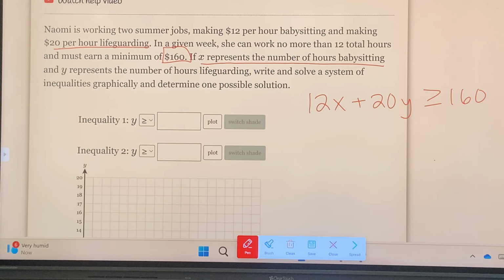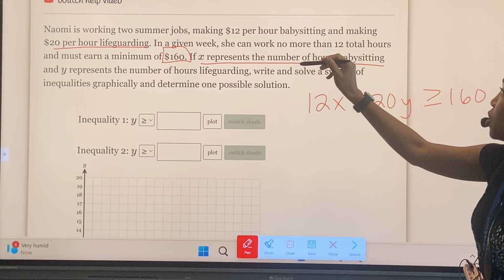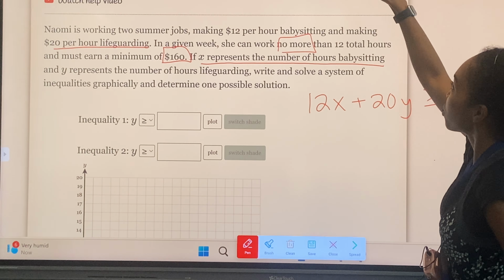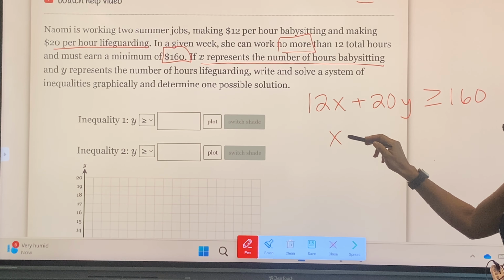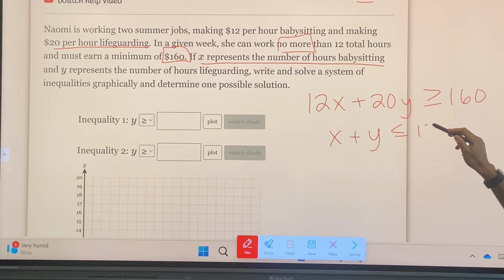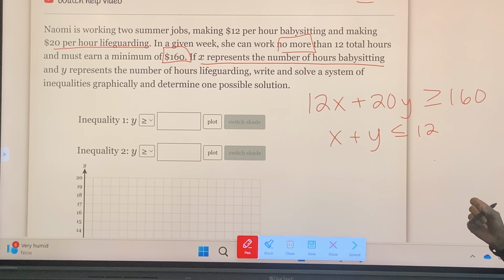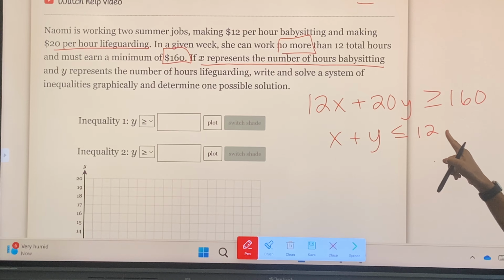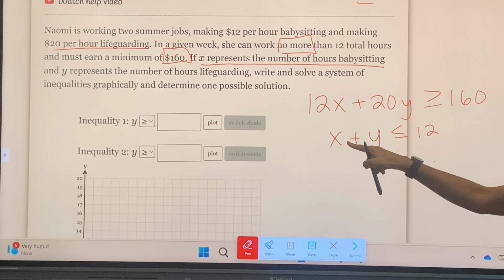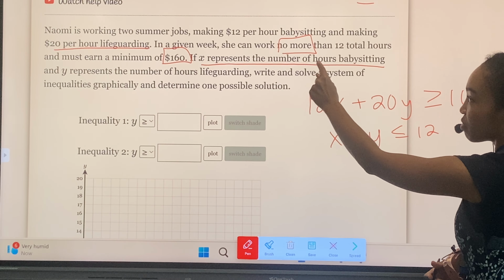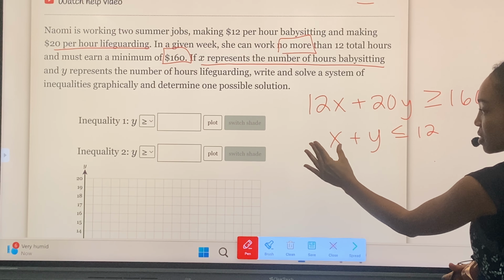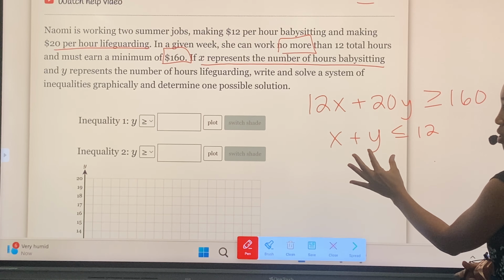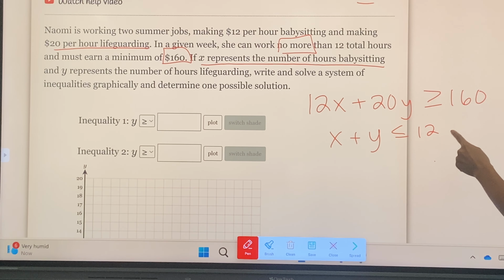Okay, now the total number of hours, it can be no more. When you see the word more, think opposite, you're gonna do a less than symbol. She can't work more than 12 hours. That means she can't work 13, 14, that's too many hours. Has to be less than 12. And I did X because X represents the number of hours she babysat. So the number of hours she babysat and the number of hours she was lifeguarding has to be less than or equal to 12. So these are your 2 equations, okay?